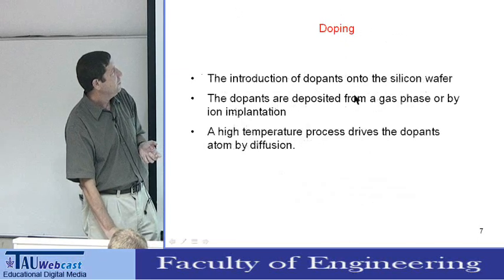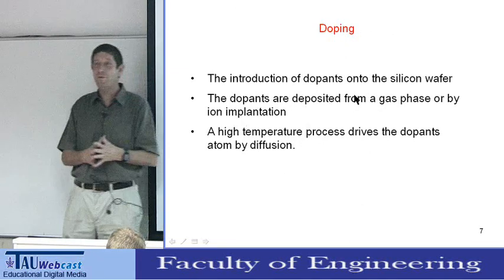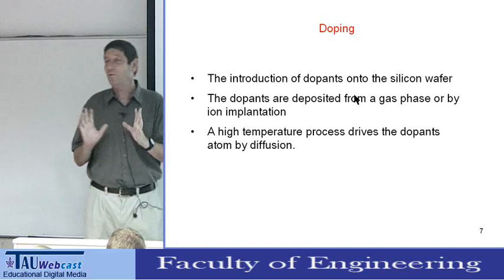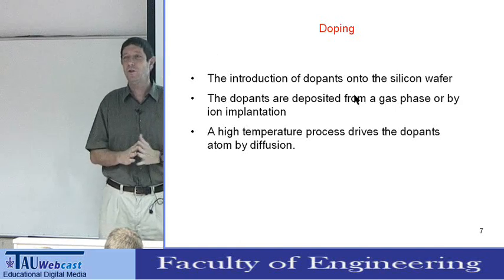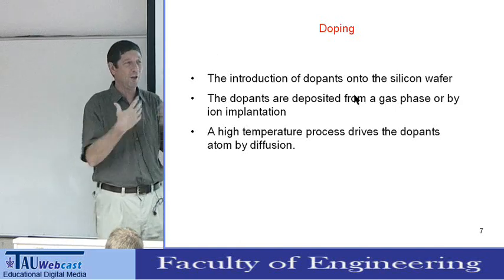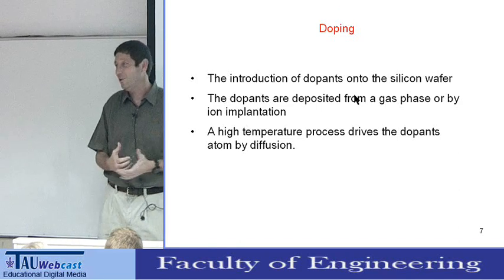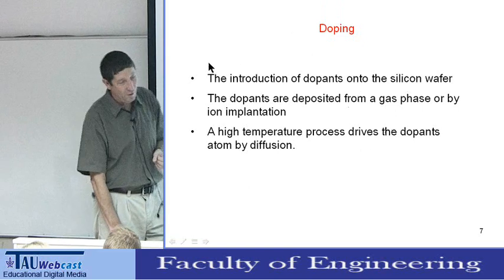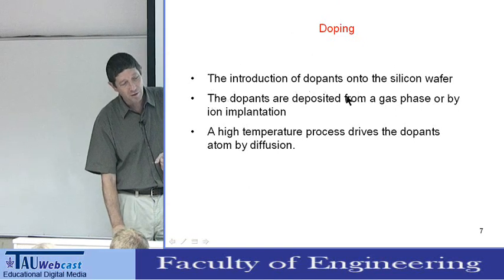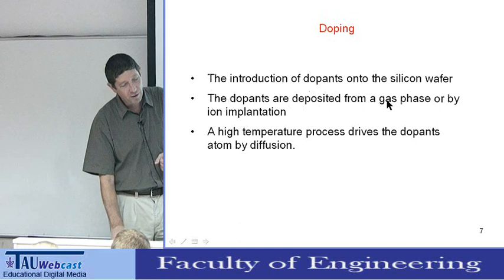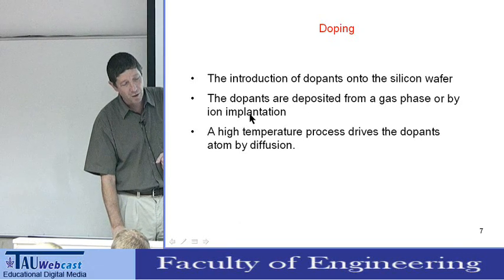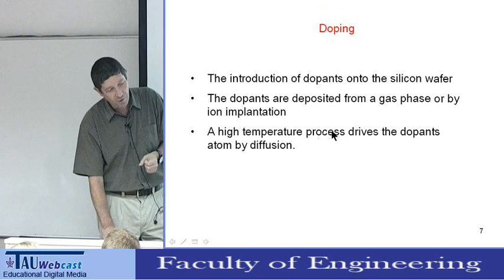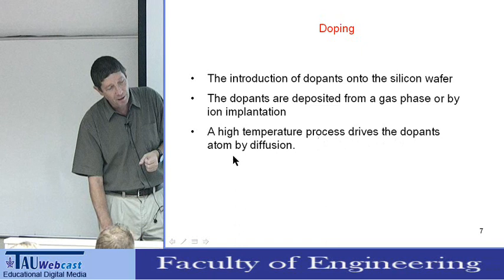So, doping. What is doping? I showed you some examples of rather complicated doping schemes, but I have to tell you that these transistors that I showed you are about 10 years old, so I'm going to show you later even more complicated doping. So what is doping? Introduction of dopant into the silicon wafer. You deposit either from the gas phase or by ion implantation, and we discussed ion implantation in the last lecture. A high temperature process drives the dopant atoms by diffusion.